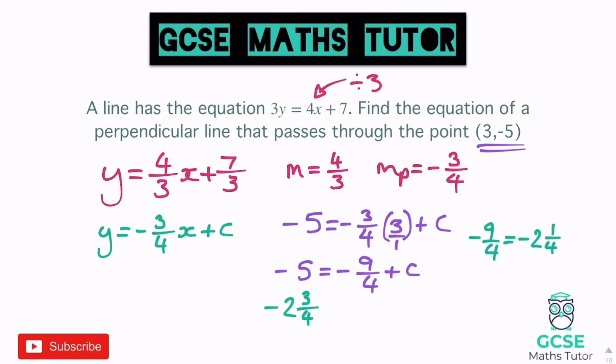Add the extra quarter gets you to negative 2 3/4. It's obviously nice and easy if you have a calculator here, but you just got to be careful with your negatives, particularly when it's fractions. So negative 2 3/4 equals C.